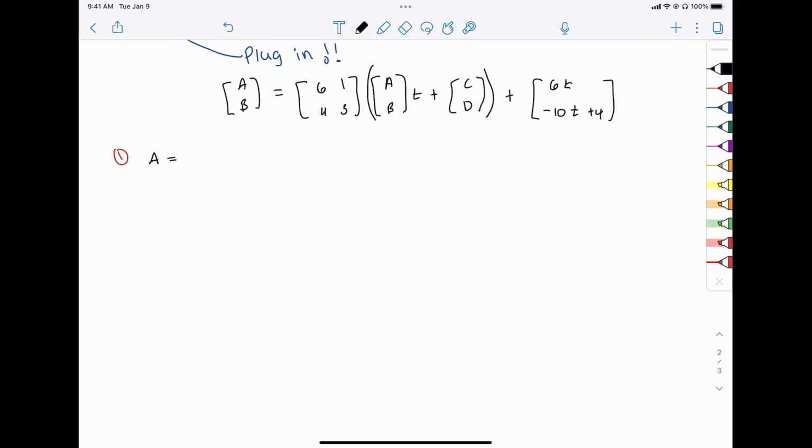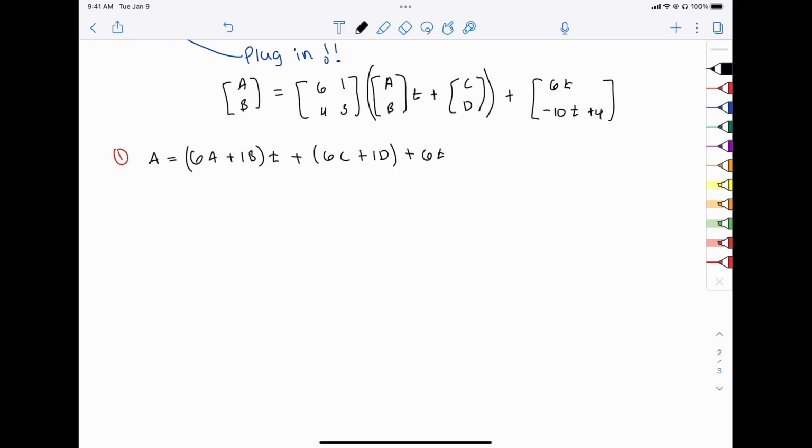So we'll get that a equals, well, we said it's going to equal 6 times a plus 1 times b, and that's our t term. And then we'll do plus 6 times c plus 1 times d. That's going to be plus 6t, there, our non-homogeneous term. Okay. And then we can definitely simplify this.